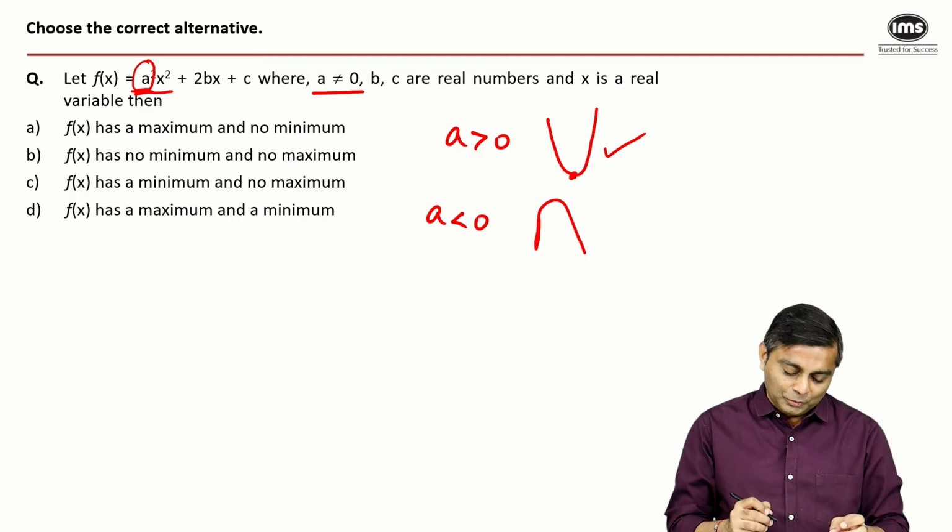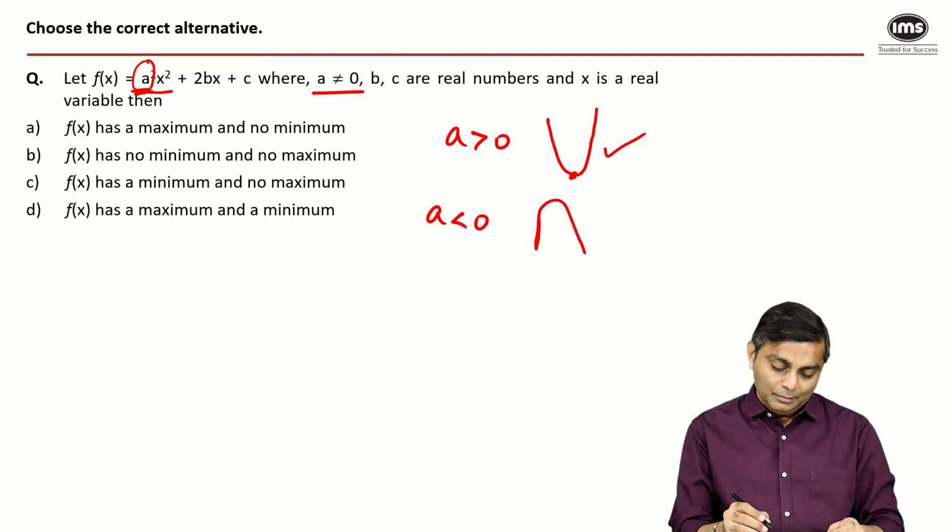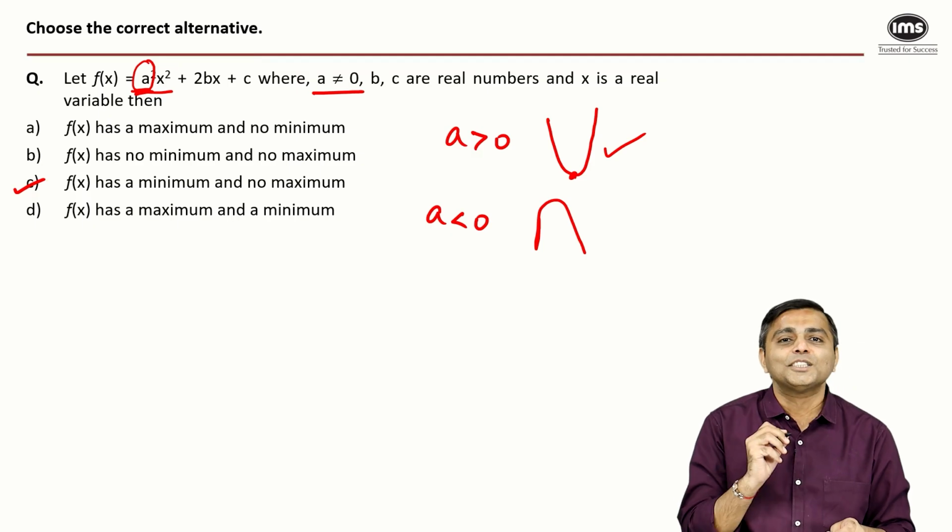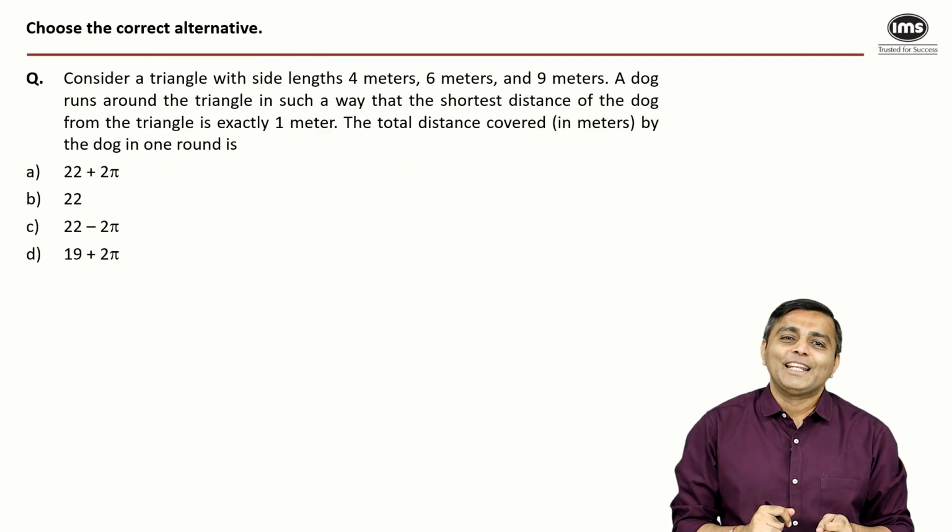So what option are we marking? We are marking the option which has a minimum but no maximum. Yes, so option C is what we are marking. Moving on to the next question now.